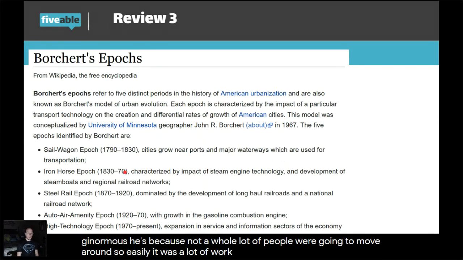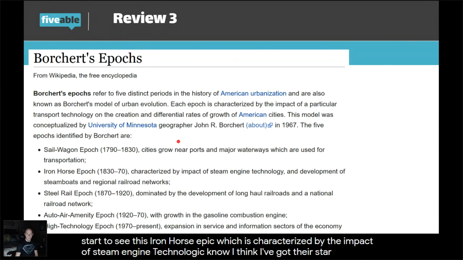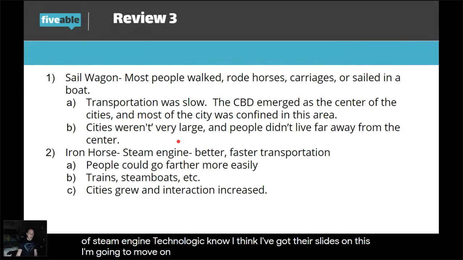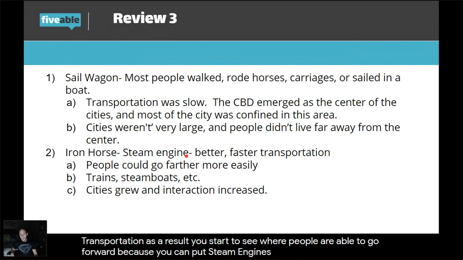However, in the 1800s, you start to see this iron horse epoch, which is characterized by the impact of steam engine technology. Now, I think I've got better slides on this, so I'm going to move on. The iron horse steam engine was invented. There was better and faster transportation as a result. You start to see where people are able to go farther because you can put steam engines on boats. And so you have steamboats.